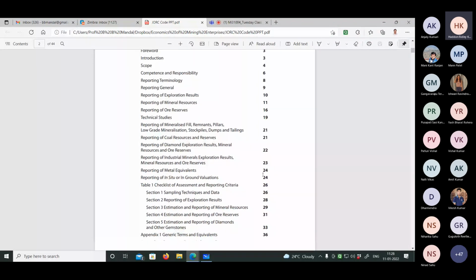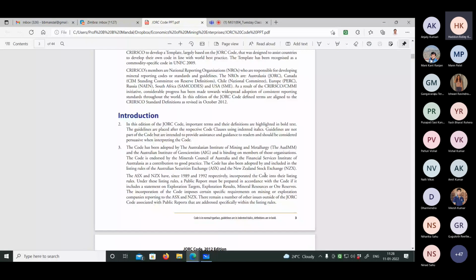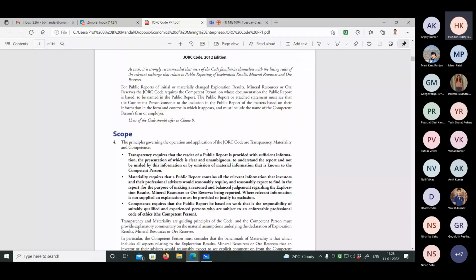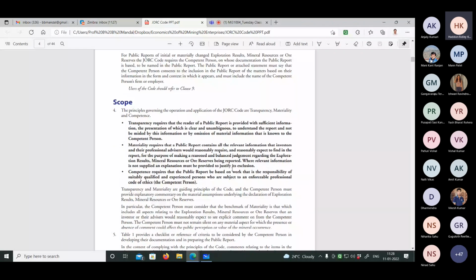So the JORC code basically gives specific meaning to the terms, and their definitions. Very clearly. This was adopted by the Australian Institute of Mining and Metallurgy, AusIMM, and is now widely used. Many companies in India have also switched over from UNFC to JORC code. Why do we switch over or migrate to JORC code? Can you guess why it is required? Why do you migrate from UNFC to JORC code?